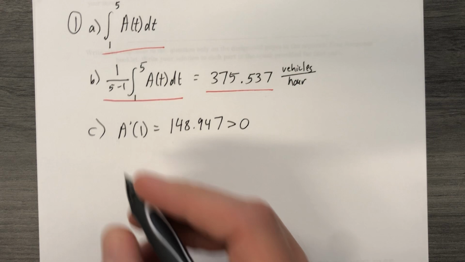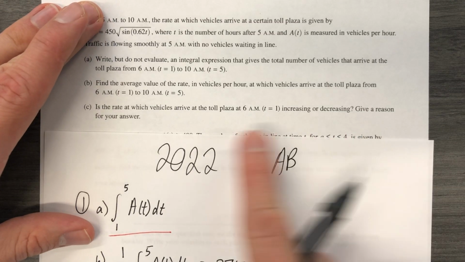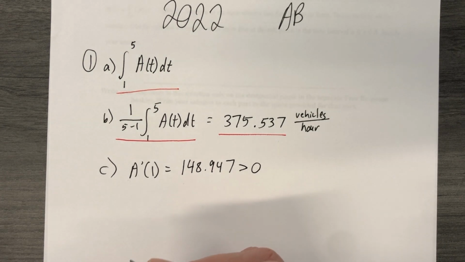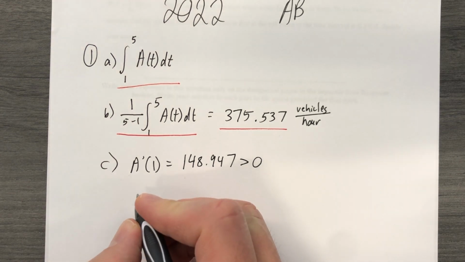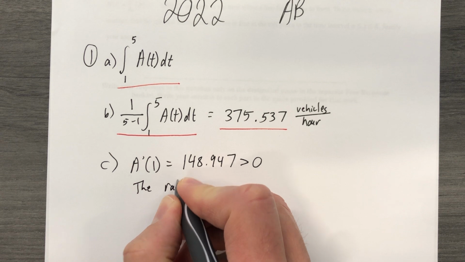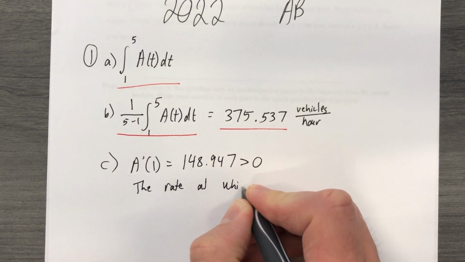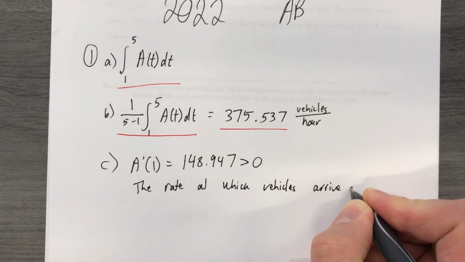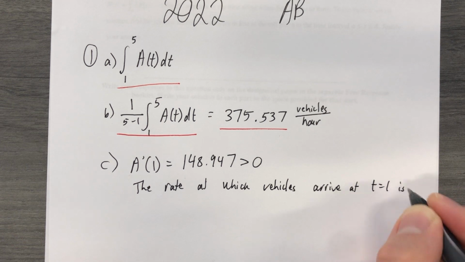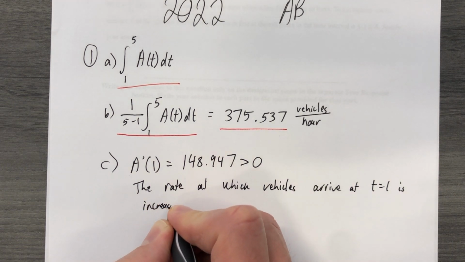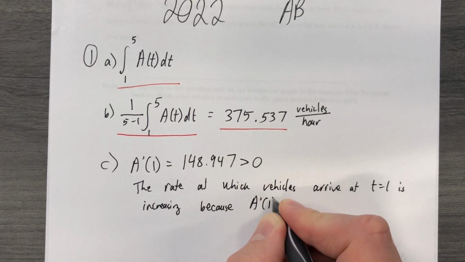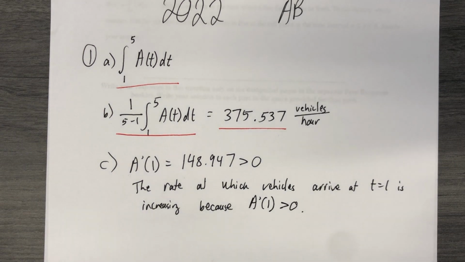Here's what I care about. Boom. Let's put it as a sentence. Why? Because they said give a reason for your answer. And I better talk about how it's increasing, and say it in your explanation, right? Let's be very clear and specific, explicit about what we're saying. So the rate at which vehicles arrive at t equals 1 is increasing. Why? Because the value of the derivative at 1 is positive. There we go. Let's grade this one.